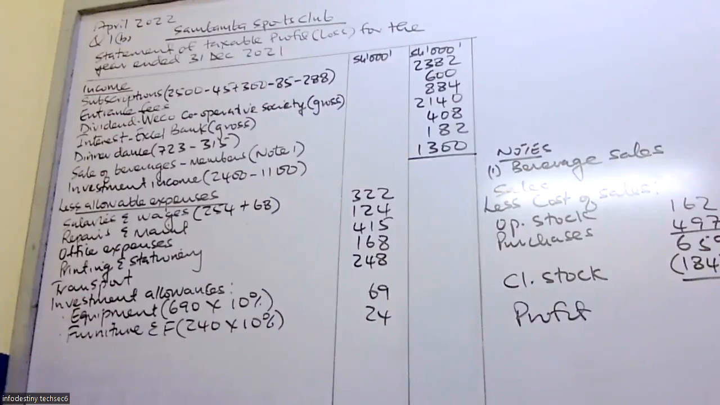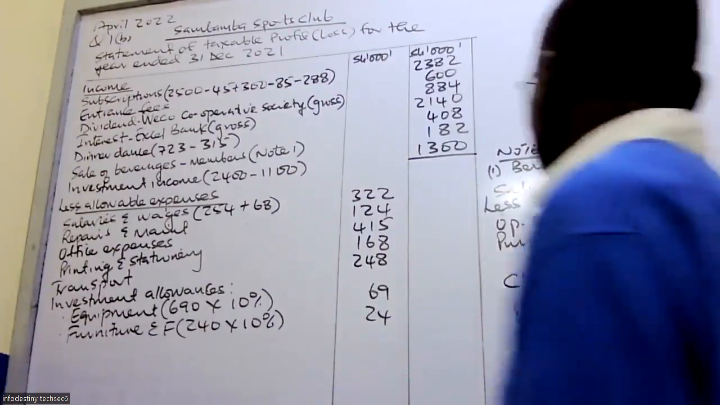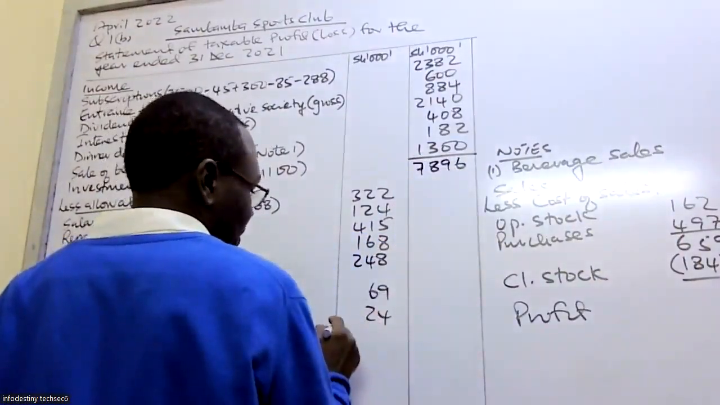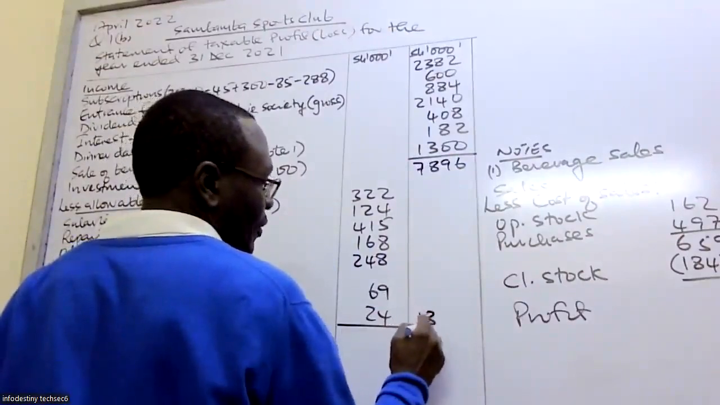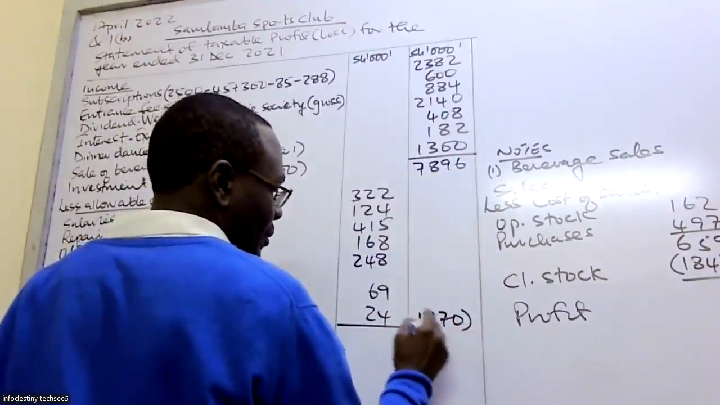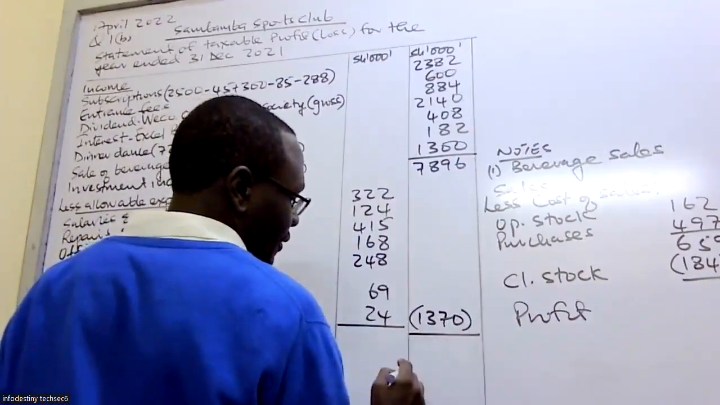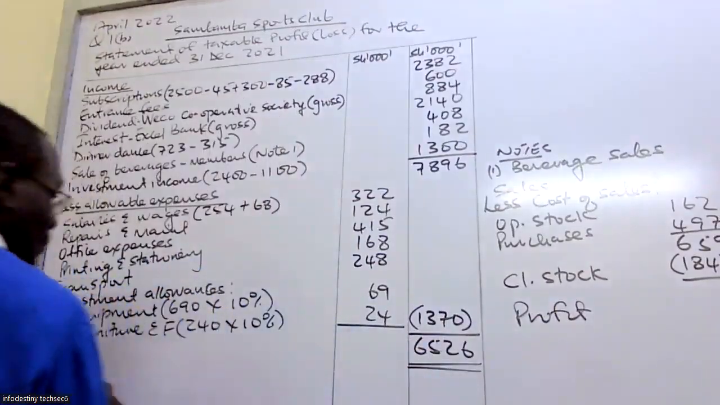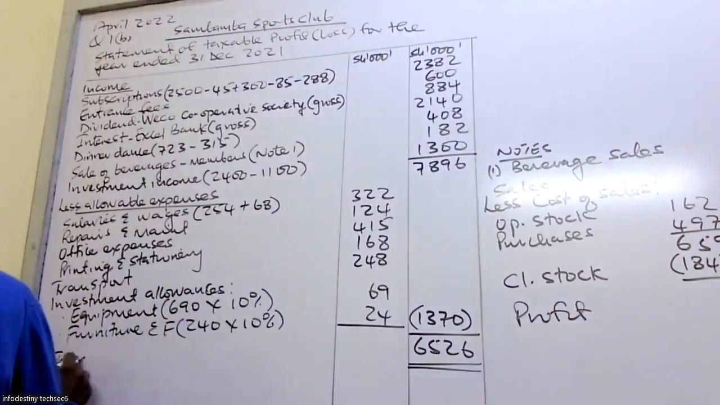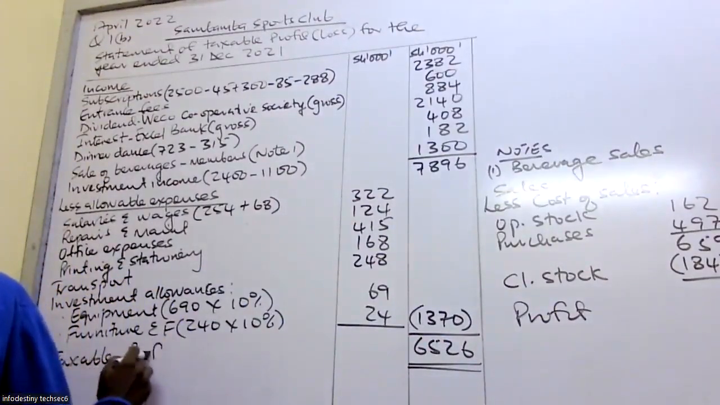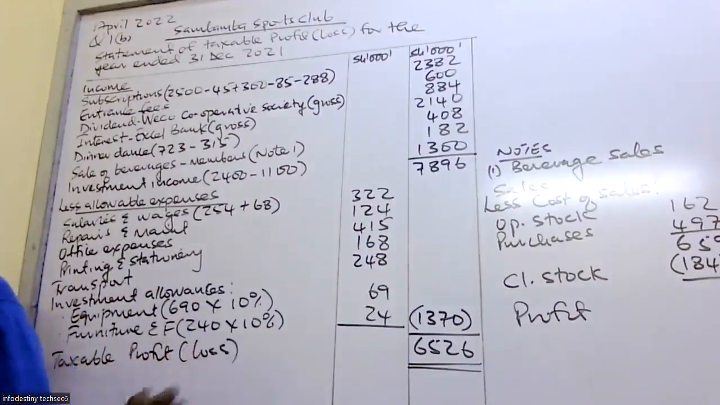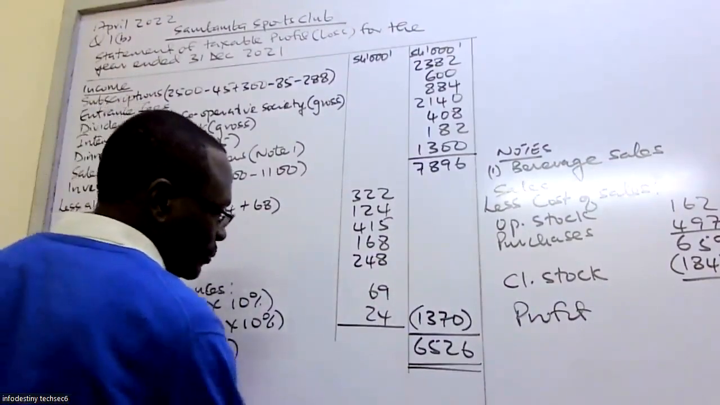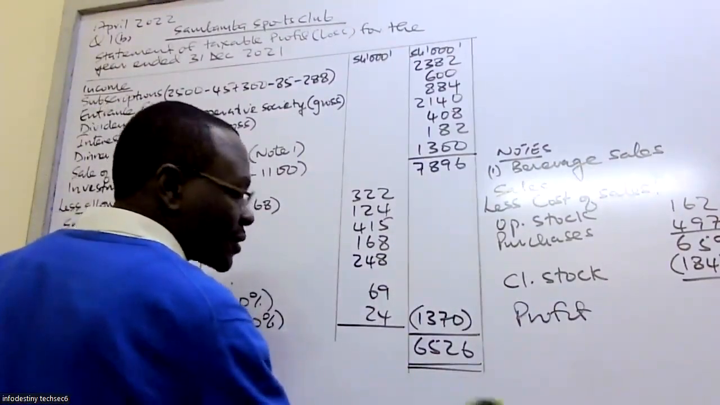That's income or expenses? Income is 78.96, and allowable expenses 13.17. So that gives us profit of how much? 65.26. So we were not asked for tax.